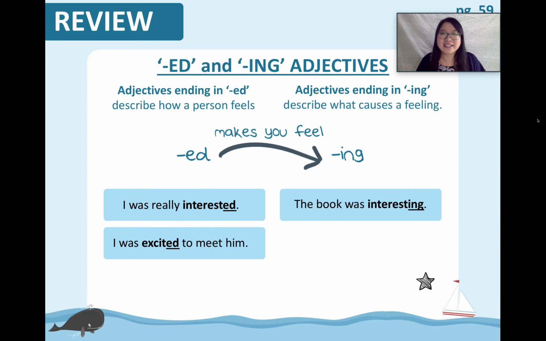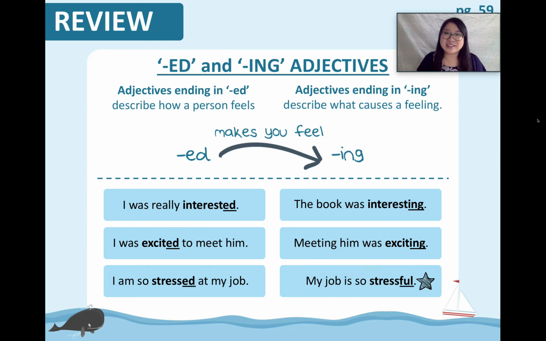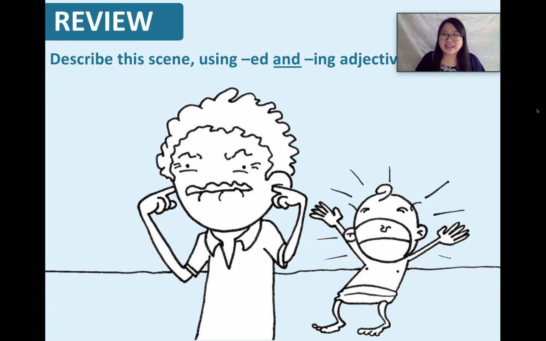I was excited to meet him. Meeting him was exciting. I'm so stressed at my job. My job is so stressful. Here we have an exception. This is an irregular adjective that doesn't use ing. For these adjectives, we simply need to memorize the different examples of these adjectives. Stressful, scary, etc.